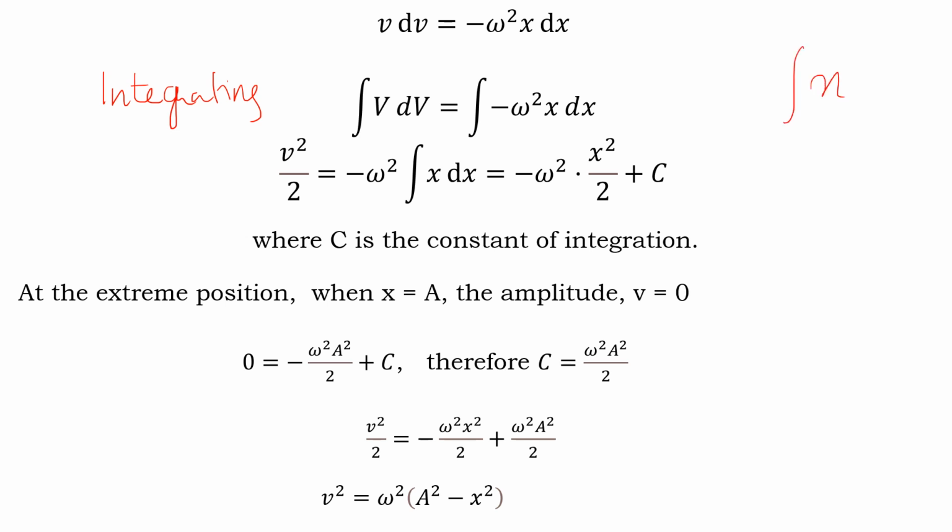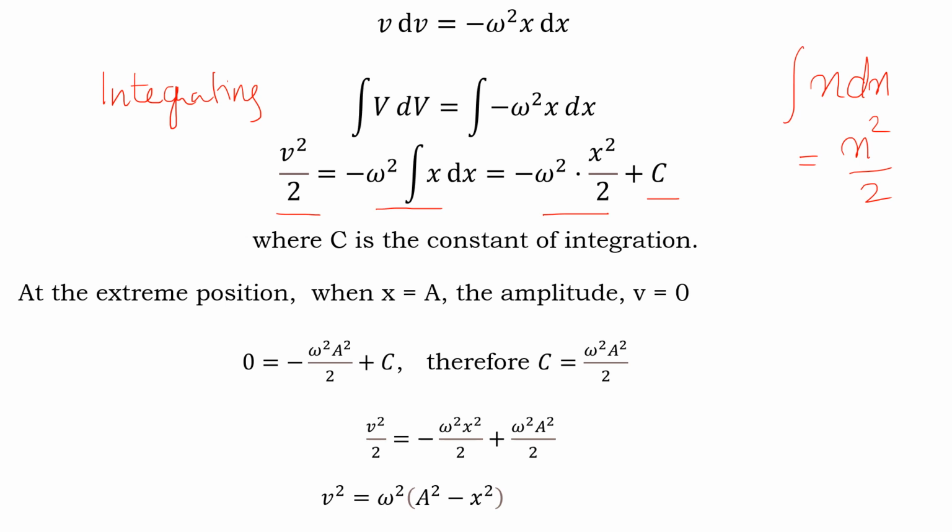From the standard integral, integral x dx can be written as x square by 2. Similarly, integral v dv will be v square by 2. And for integral minus omega square x dx, omega is a constant, so taking it outside of the integral, it is minus omega square into integral x dx. It can be written as minus omega square x square by 2 plus a constant of integration, which we represent as c.